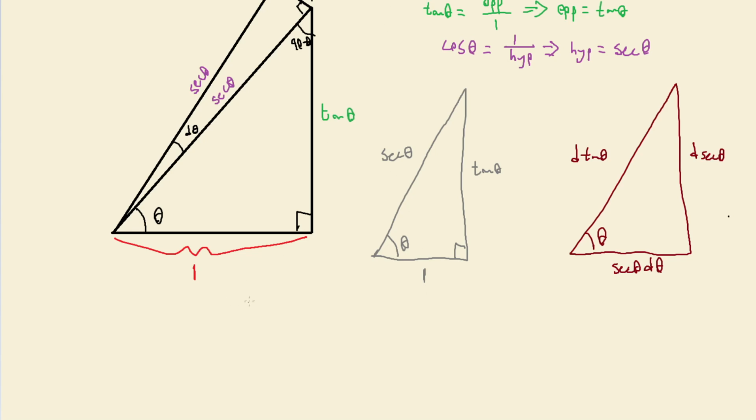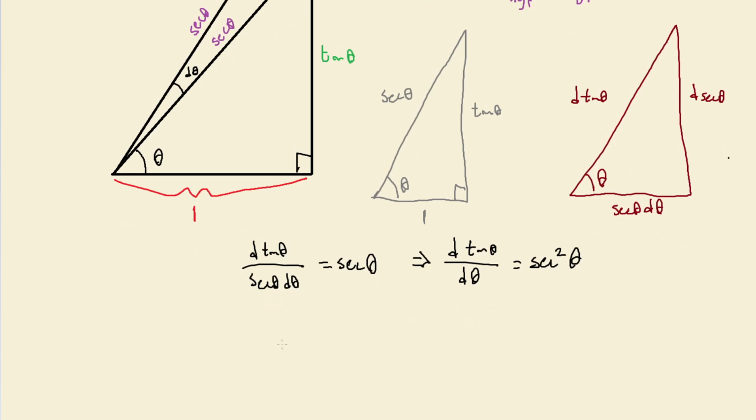And so if we do that, we would get that the change in tangent theta divided by secant theta change in theta would be equal to secant theta divided by 1, which is just secant theta. And if we multiply both sides by secant theta, we see that a very small change in tangent theta as a result of changing theta a very small, infinitesimal amount, otherwise known as the derivative of tangent theta with respect to theta, is going to be equal to secant squared theta.